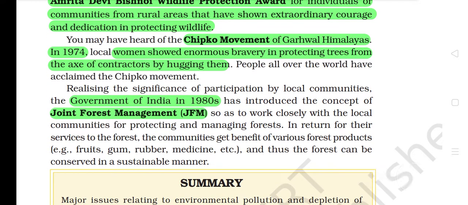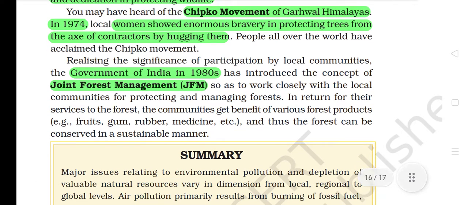You may have heard of the Chipko movement of the Garhwal Himalayas. In 1974, local women showed enormous bravery in protecting trees from the axes of contractors by hugging them. People all over the world have acclaimed the Chipko movement.